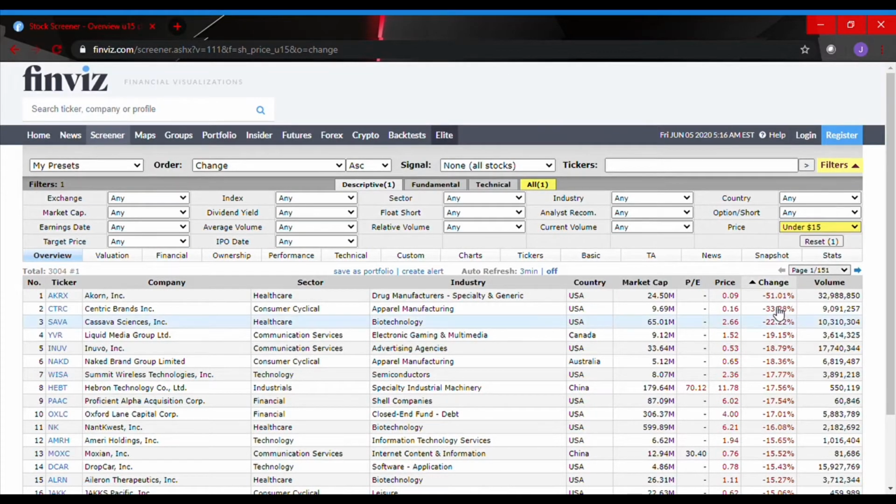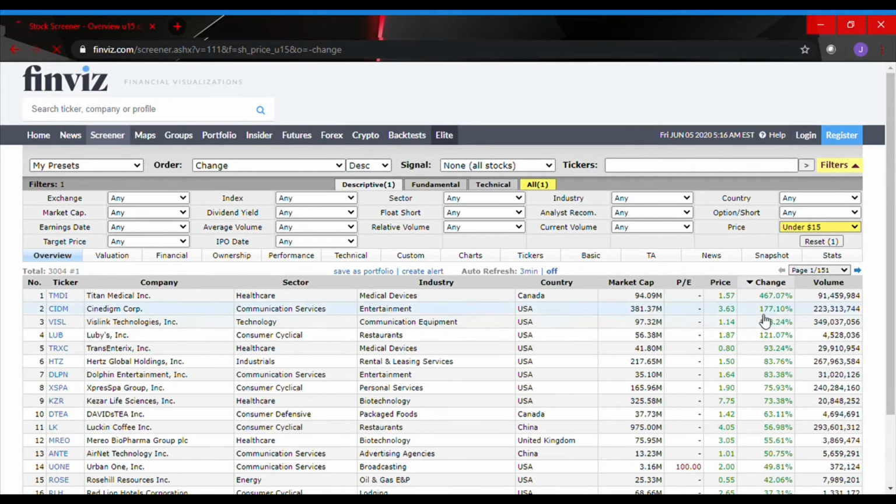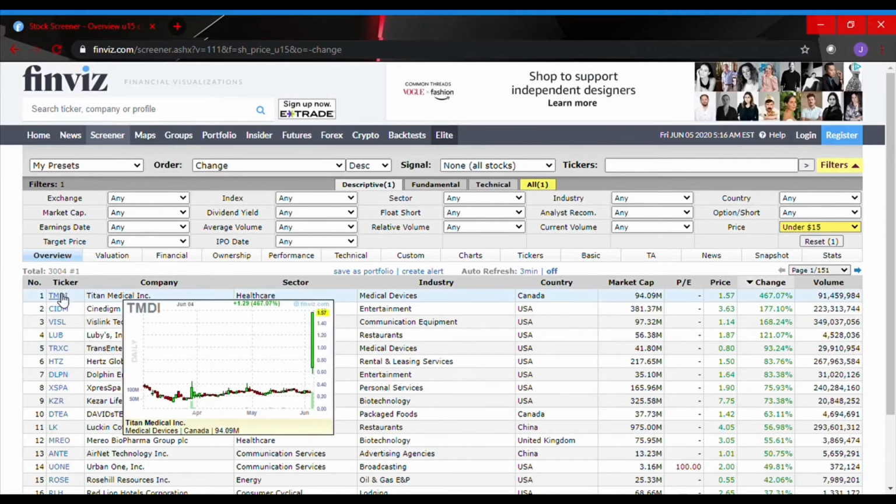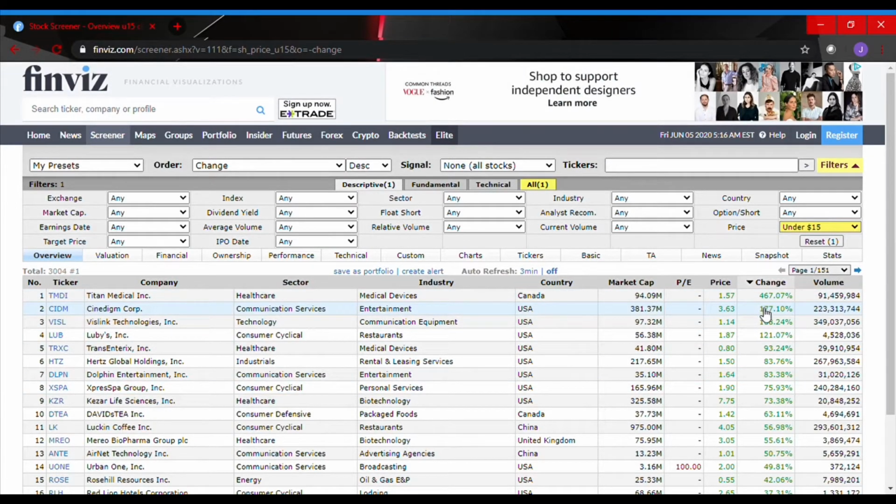So what I did there, I'm sorting it by the percent of change. First time you click it, it'll start off with the stocks that are down the most for the day that you're looking at. And if you click it again, then it'll give you the stocks that are up the most. So we can see TMDI, which is up 400%, an amazing day there. But it was a stock under $2, so I didn't trade it.